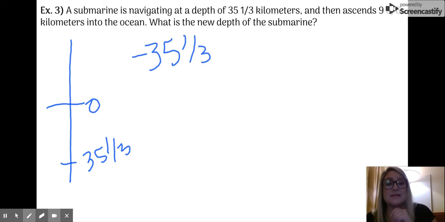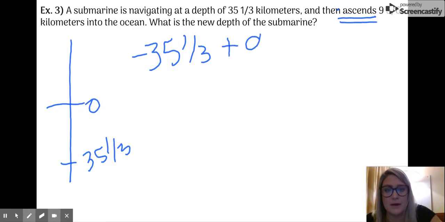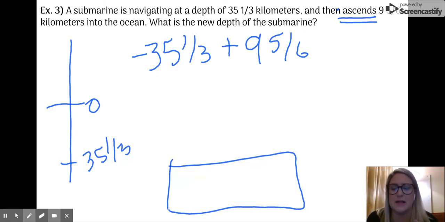And then it says it ascends 9 5/6 kilometers into the ocean. Ascend means to increase or go up. So we are going to have a positive 9 5/6. So going back to what we said before on that previous problem, we have opposite signs. We have negatives and we have positives. We have more negative values than we have positives. So we're going to have a negative as our final answer of the new depth.